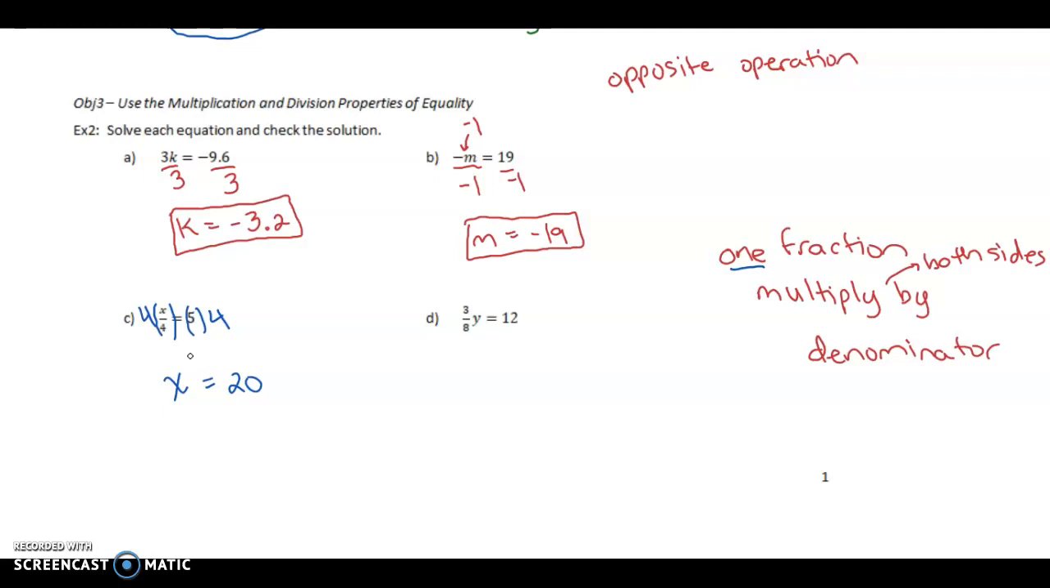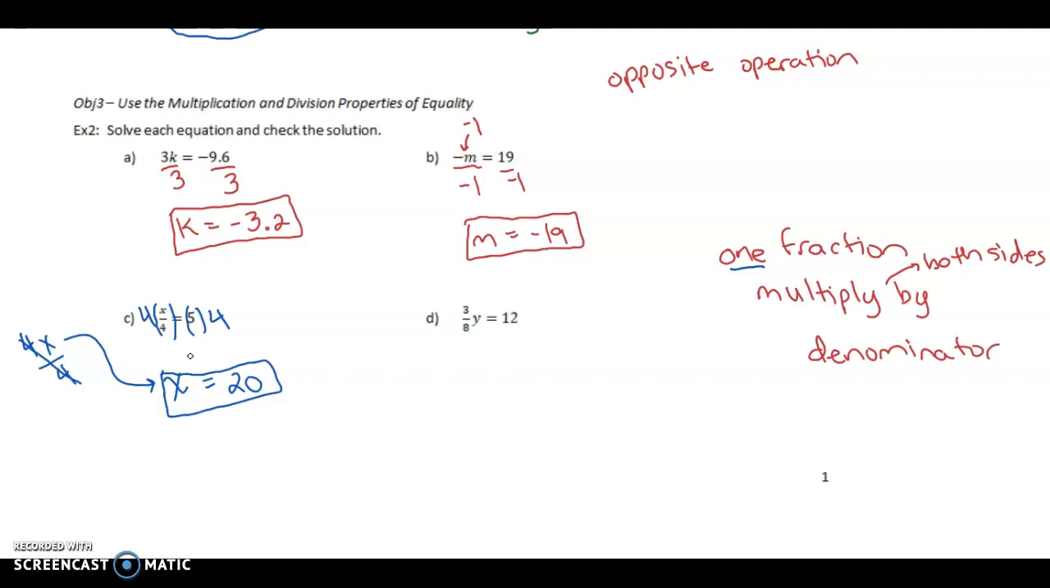Just a side note, a lot of times students want to multiply the 4 times the x, which is fine. And you're still dividing by 4, and those 4s divide off. So you can save yourself the trouble and just divide it off without having to multiply it out. And now that we have x by itself, we are done. So x equals 20. Same idea on part D.